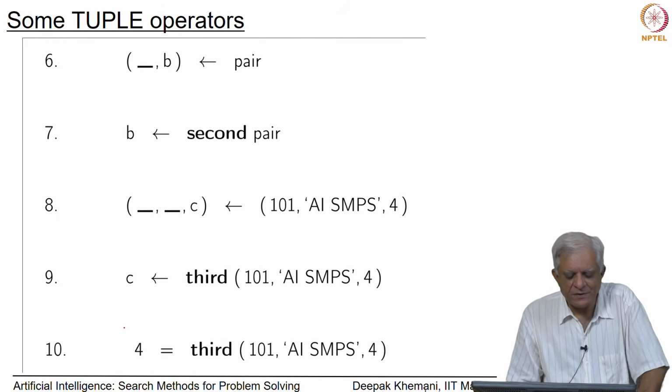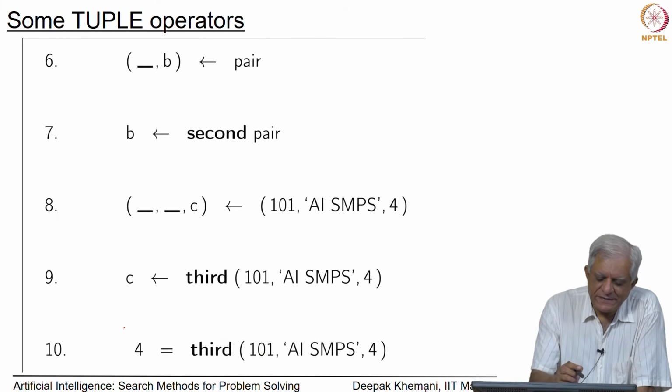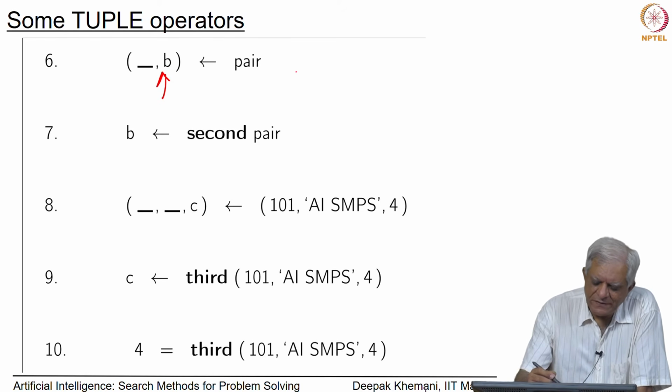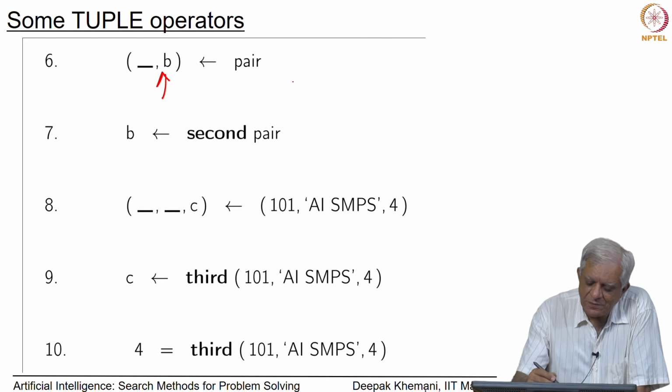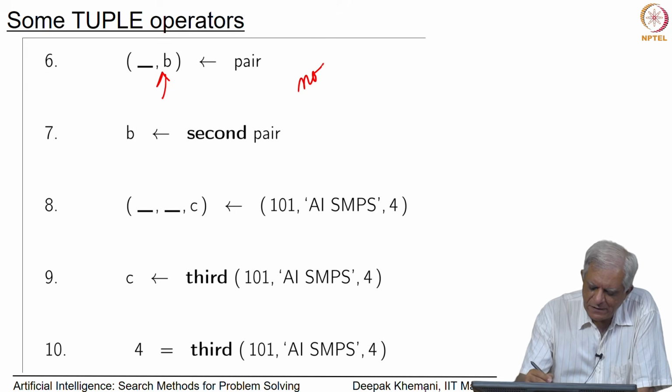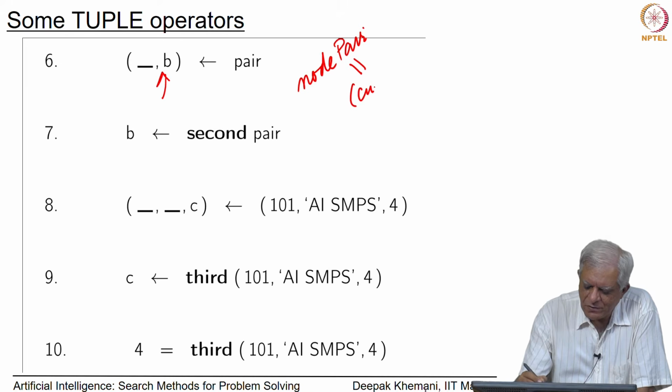Some more tuple operators, we can access likewise the second element of a pair. So, remember that we had said that a node pair in our search algorithm would be made up of the current node followed by the parent node.